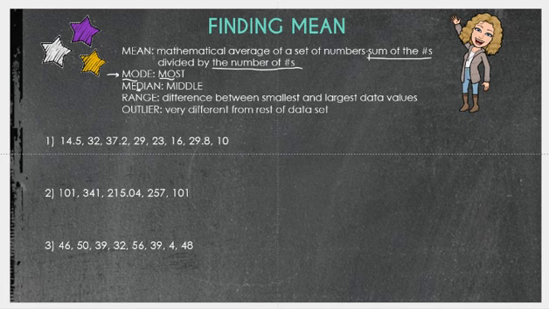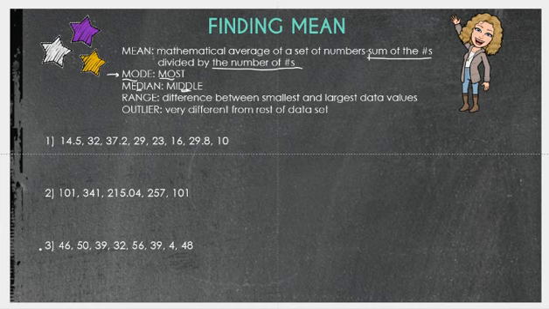With median, we look at the D's. They have D in the middle because the median is the middle number when you put them in order from least to greatest. So median, middle. Mean is another type of middle, but median is the actual physical middle from least to greatest. The range is the difference between the smallest and largest data values, and we'll look at that in another lesson. And then the outlier, which we will look at a little bit here, is a value that is very different from the rest of the data set.